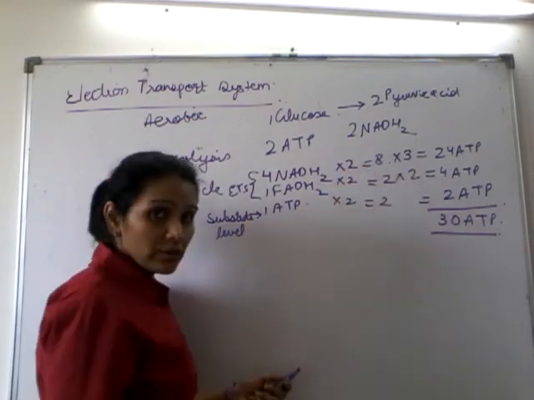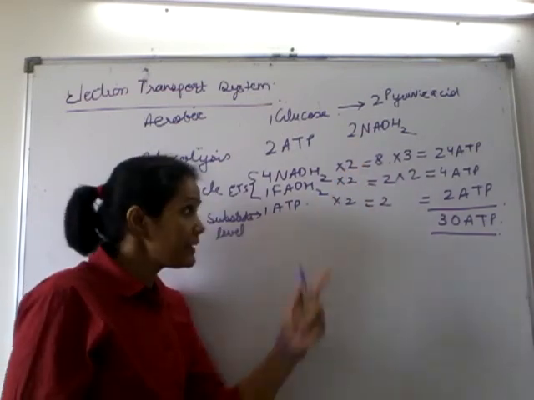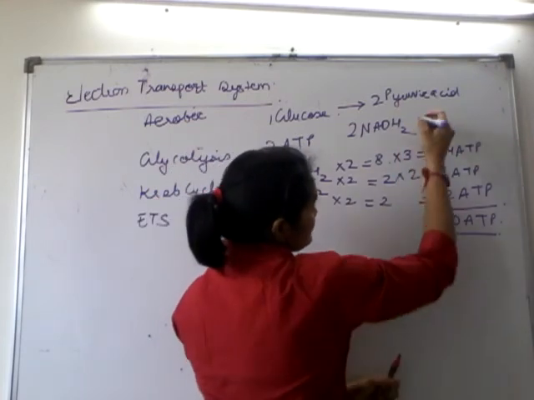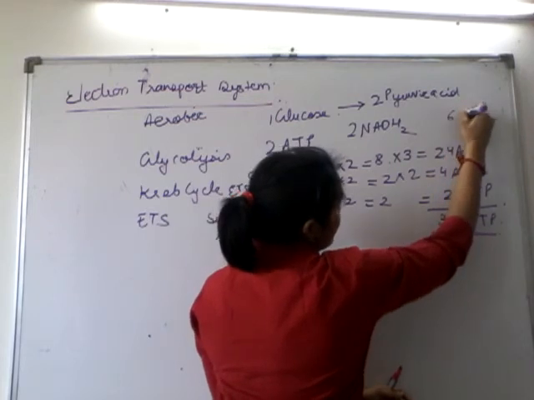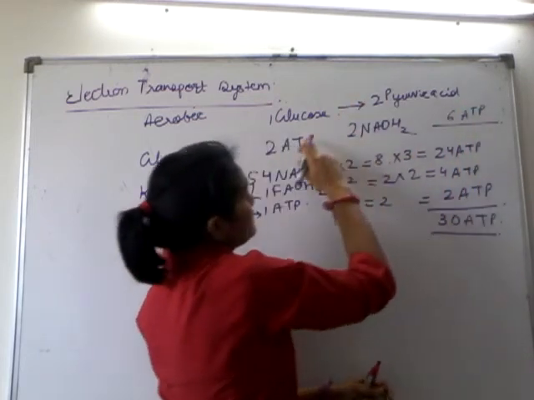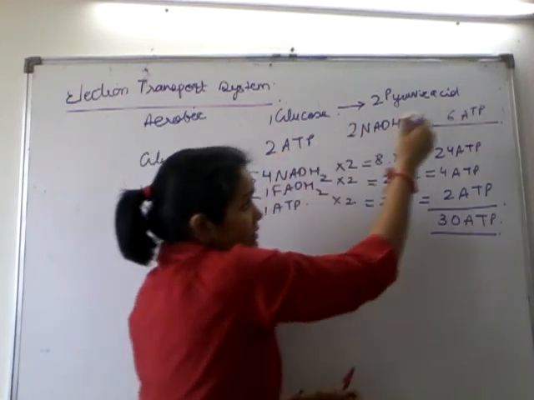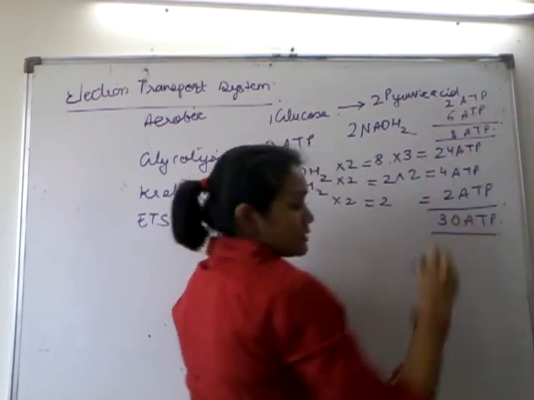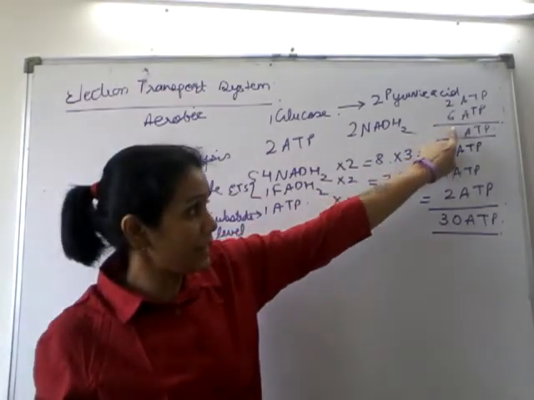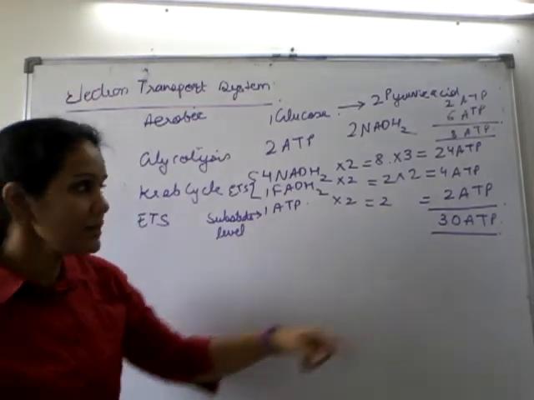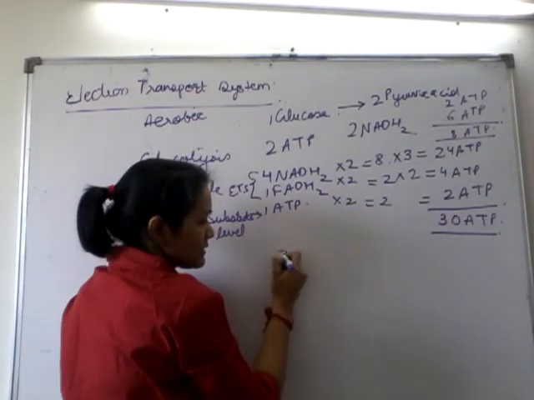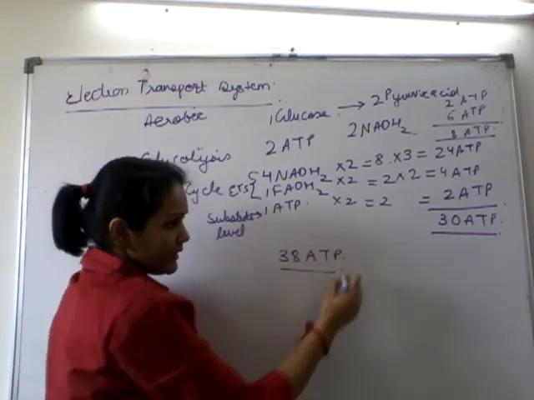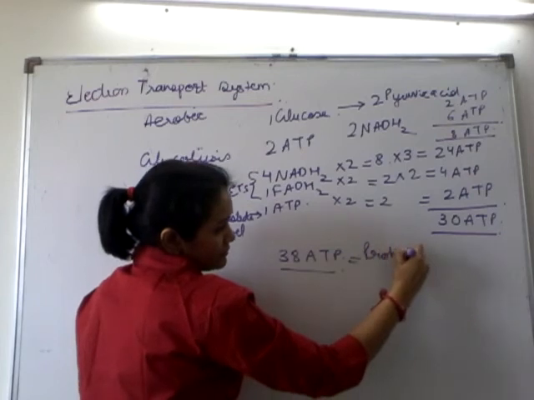Similarly, when we talk about glycolysis, 1 NADH2 is equal to 3 ATP, and if it is 2, 3 2s are 6. 6 ATP were produced. And 2 were from the substrate level. So 6 plus 2 is 8 ATP. When we calculate the production of ATP in glycolysis, 8, and Krebs cycle, 30, then 30 plus 8 is 38 ATP. This is the production of ATP in case of the prokaryotes.